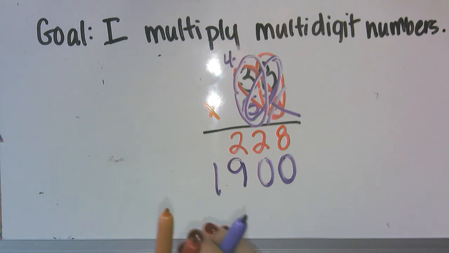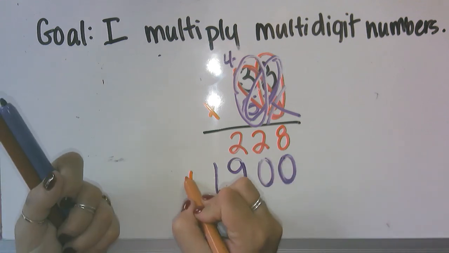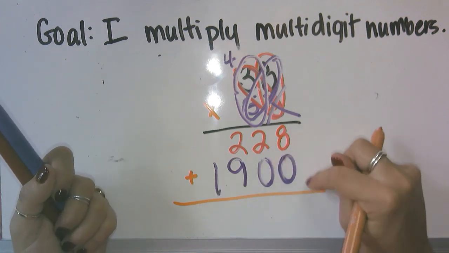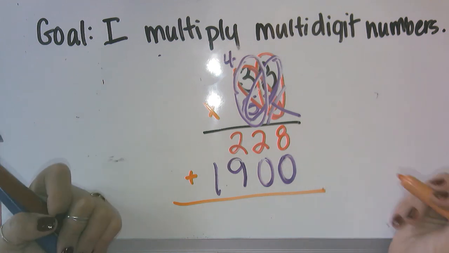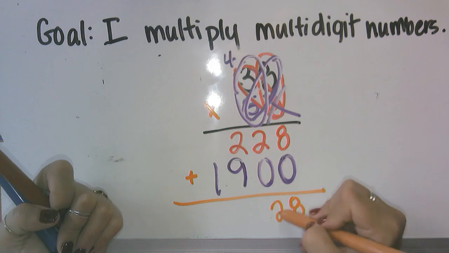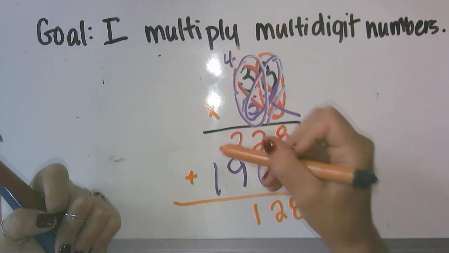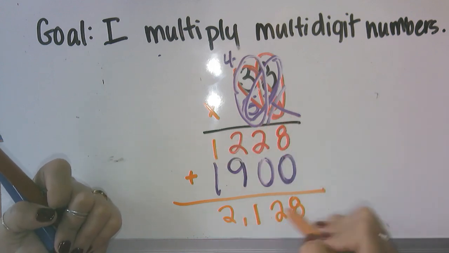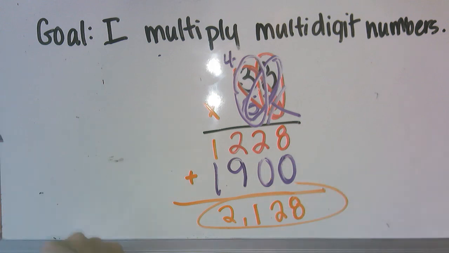Now I've done all my multiplying, so I need to do that last step of combining my two answers by adding. So 8 plus 0 is 8, 2 plus 0 is 2, 2 plus 9 is 11, and 1 plus 1 is 2. So my answer is 2,128.